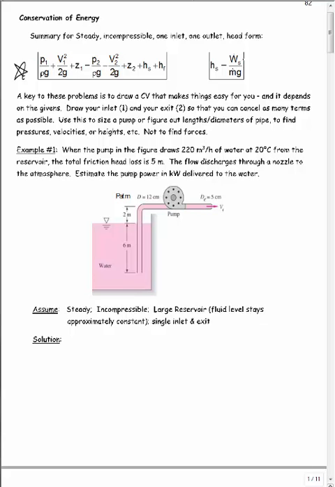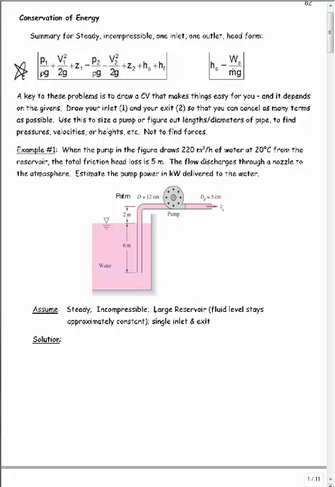So in this case, we've got a pump drawing water from a big tank. We're given the total frictional head loss, that's that HF in the equation. So it says the flow discharges through a nozzle to the atmosphere. Estimate the pump power in kilowatts delivered to the water. Okay, so we have a 1, that's going to be our inlet, and a 2, it's going to be our exit. We have to make sure that we always do our 1s and 2s in the right place, where 1 is upstream from the exit.